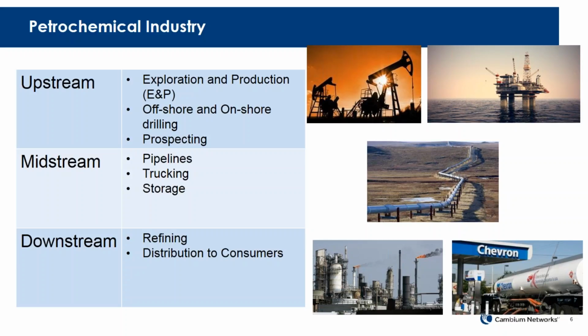Then there's midstream, which you can see in the middle picture is pipelines, trucking, and storage of the crude material that's taken from the ground. This could refer to either natural gas or crude oil. And then you're going to pump it across these pipelines over very long distances, oftentimes in very remote areas. And then finally downstream, which is where I'm going to take that crude oil and refine it into the different products, whether it's plastics or gas for cars or other types of petrochemical products, and distribute that to customers.